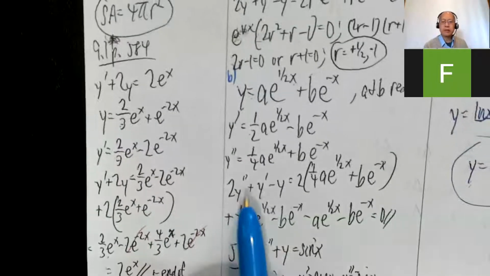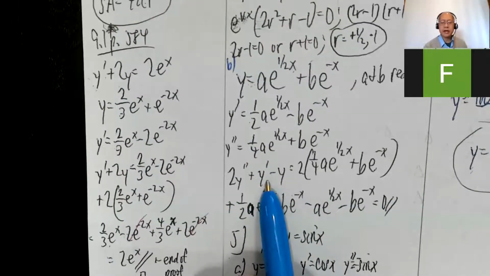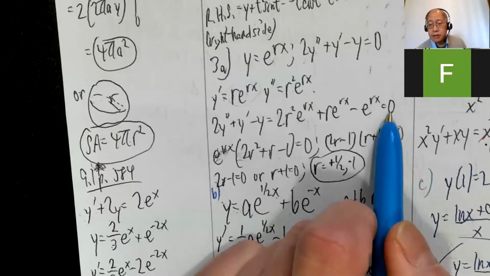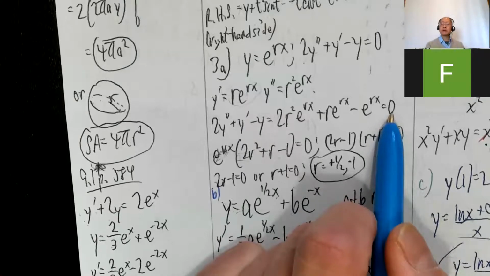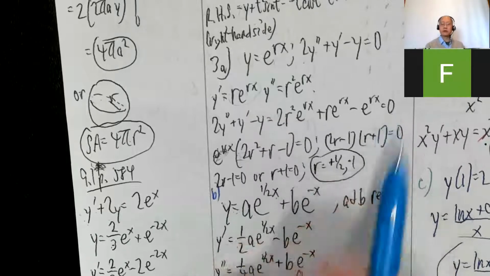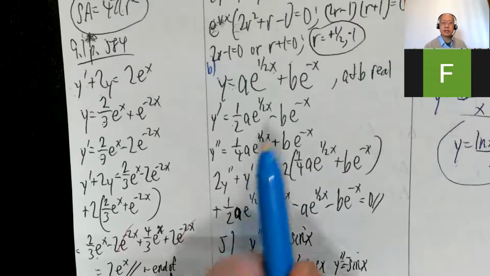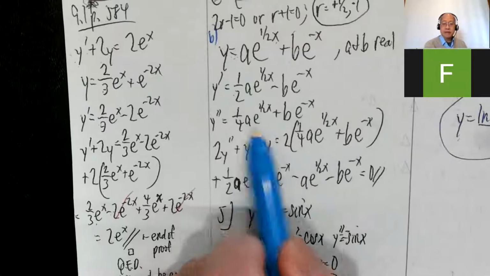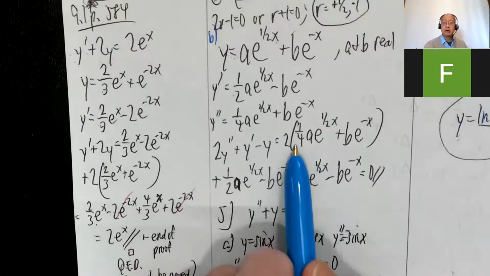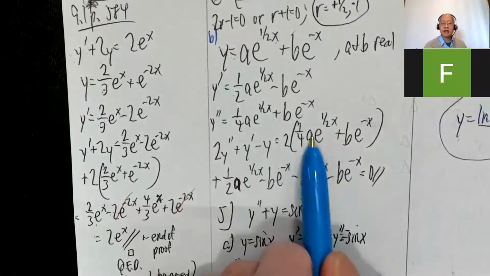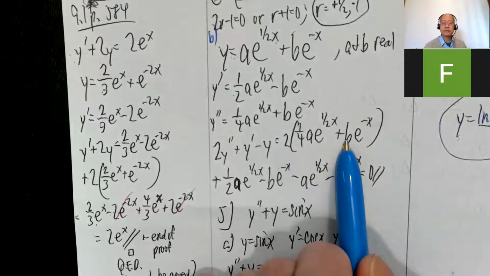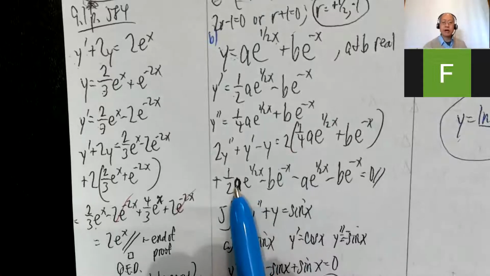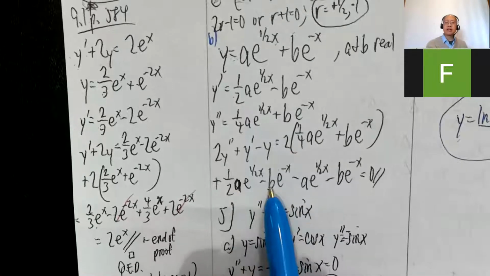Okay, so 2y double prime plus y prime minus y. Notice I don't put down equals 0. I have to prove that it's equal to 0, so I don't assume that it's equal to 0. I just work it out and hopefully I get 0. So 2y double prime, so 2 times that thing. There's y double prime, 1/4 a e to the half x plus b e to the negative x. Then plus y prime. Here's my y prime. And then minus the original y.